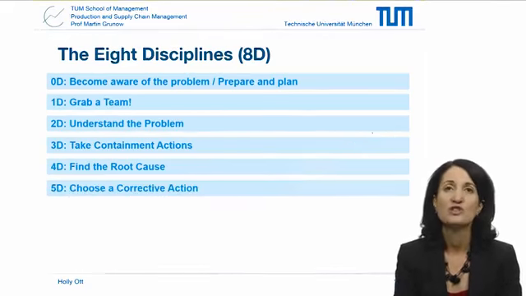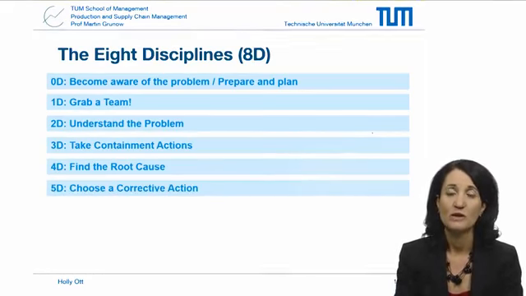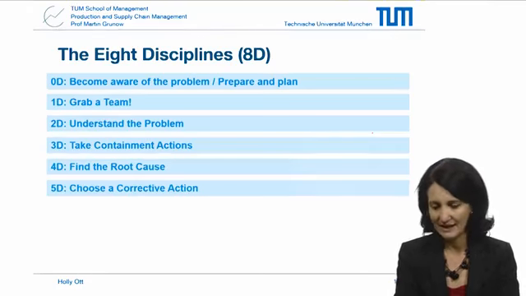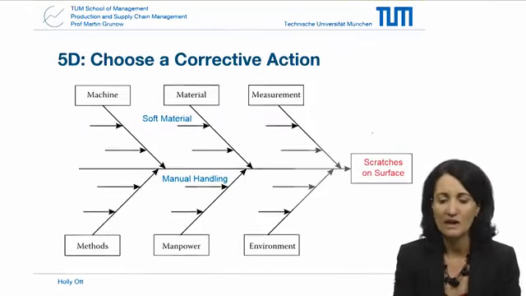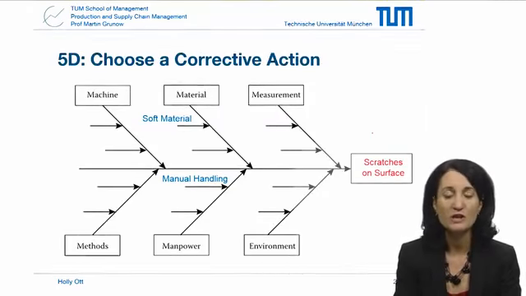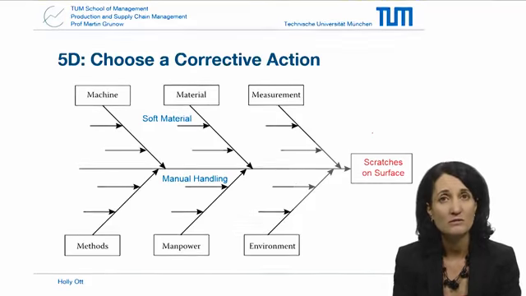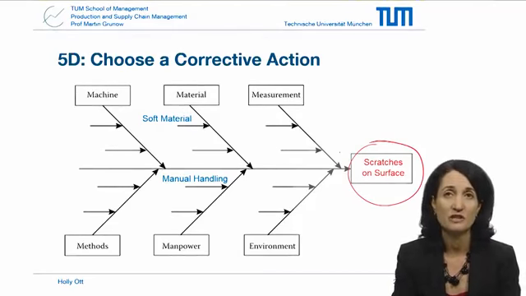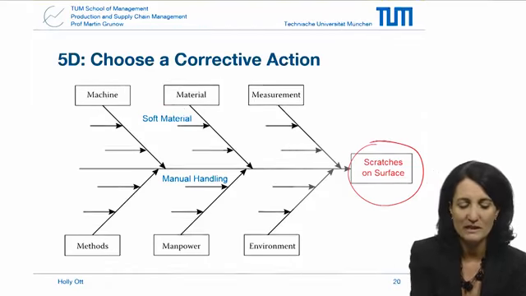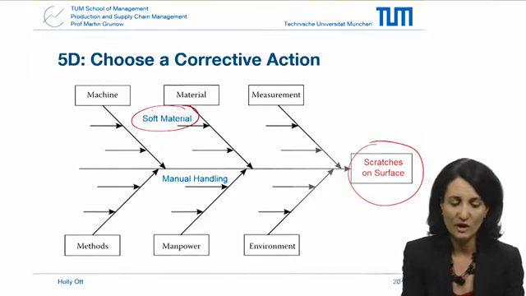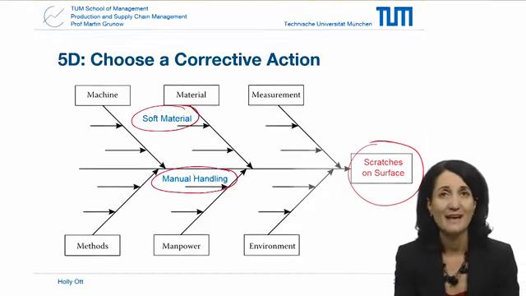Now, once you've done that, you need to choose a corrective action. So here we want to remove the root cause and the cause and effect link. So here we go. We've got our short due to that tool. We look again maybe at our cause and effect tree. Now here, example, we have scratches on the surface of a material. We look through our fishbone diagram, and for example, we've noticed that we use soft material. So very prone for scratch.